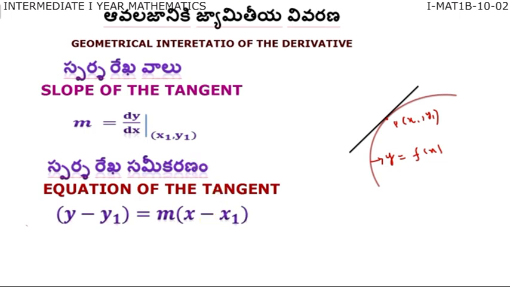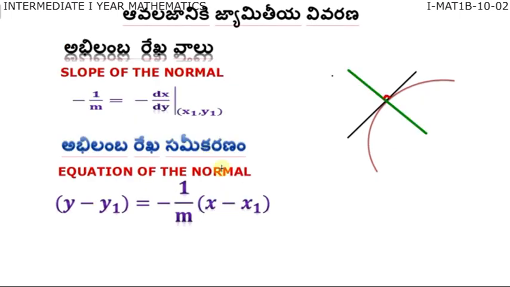into x minus x1. Next, the normal is defined as the line which is perpendicular to the tangent. The line perpendicular to the tangent is called the normal. The slope of the normal is -1 by m, which is equal to minus dx by dy at x1 y1. Also, the equation of the normal is y minus y1 is equal to -1 by m into x minus x1.